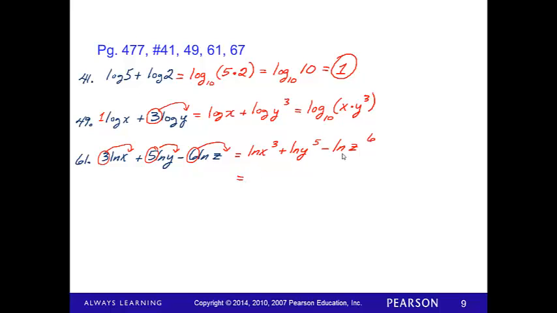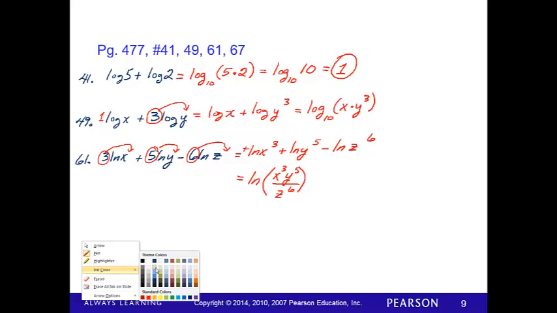Now we have 3 different logs, and we want to condense to one natural log, so this becomes just a natural log. Now, watch this. What's in front of this natural log? Well, it's a positive 1, right? Which means in my argument, it needs to be in the numerator. So that's x to the 3rd. What's before this log? Well, a plus sign, which means it's also in the numerator. It's being multiplied. And what's in front of this log? A minus sign, so it's in the denominator. And that's condensed. Last one, number 67.